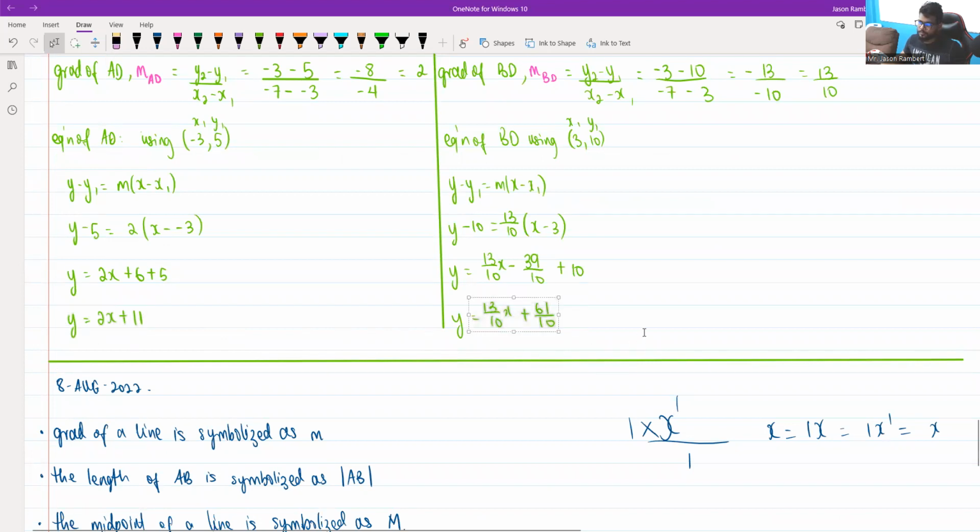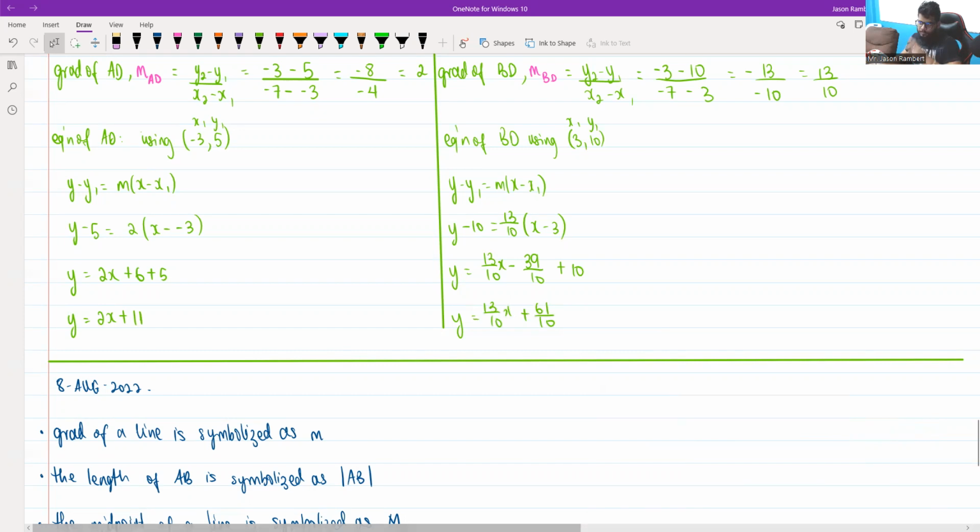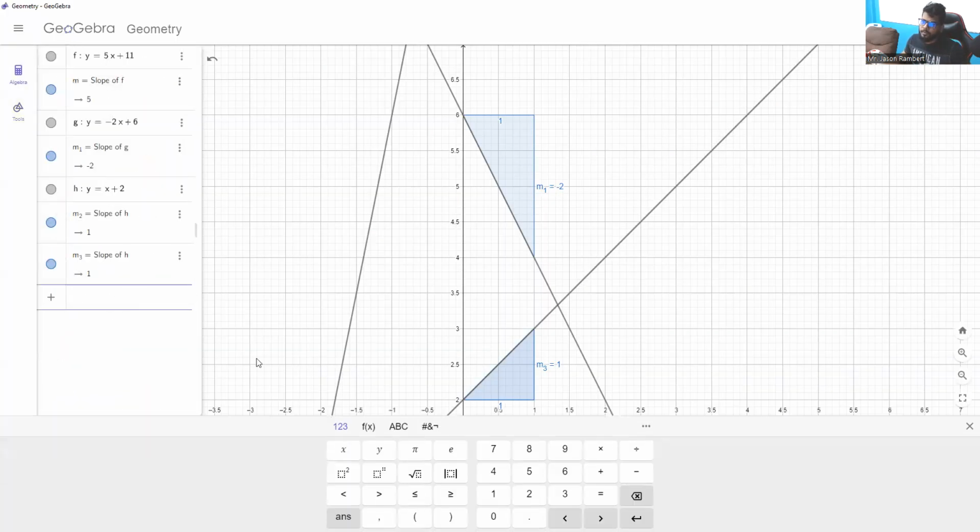This one. There's a 12 or 13. 13/10. And 61/10. Very good. So this is where the challenge comes into play. I'm going to write the next equation here. 2y is equal to 10x minus 6.